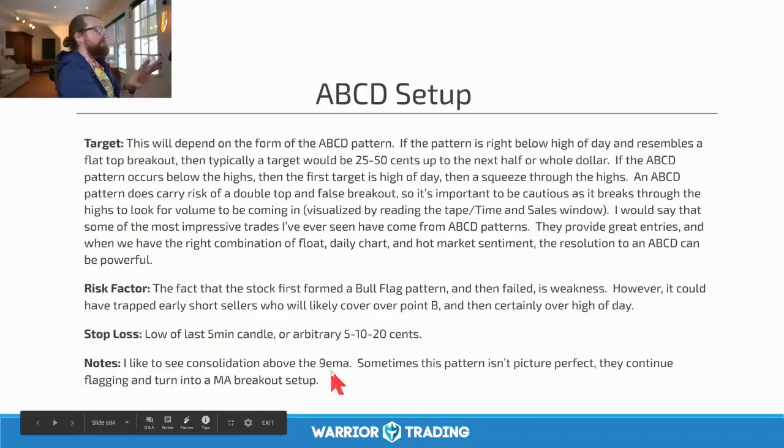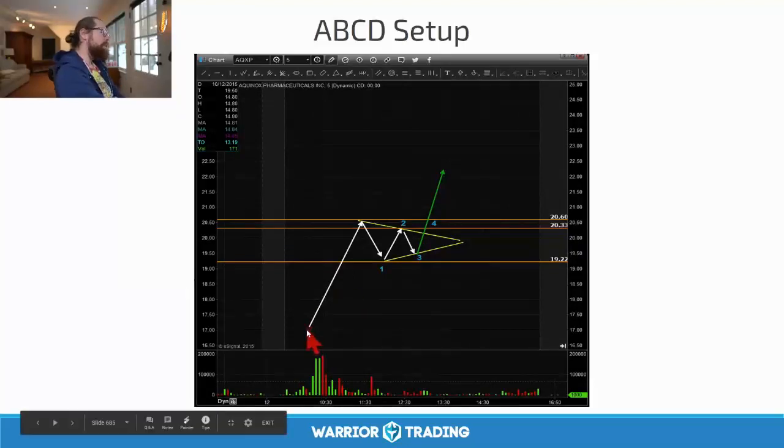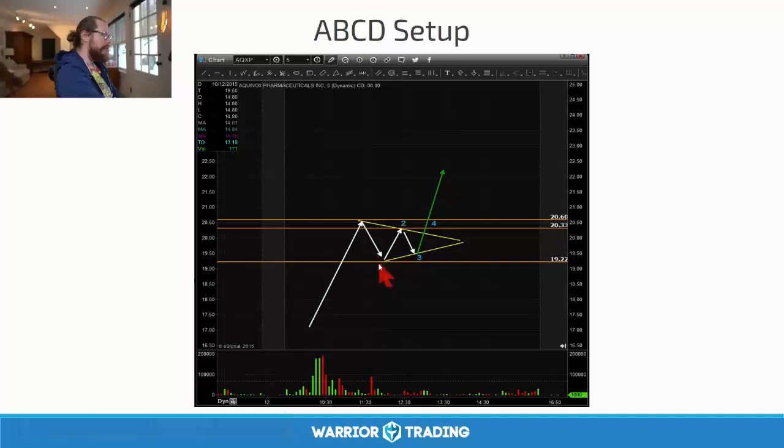I like to see consolidation above the 9 EMA. And sometimes this pattern isn't picture perfect. They kind of continue flagging sideways and then eventually do give us that breakout, in which case it's sort of like A, B, C, D, and then E, F, and it just kind of continues. And then you're kind of like, I don't know, this is just a long period of consolidation. But this is what a perfect ABCD pattern would look like. It's up and then dips down, A, number 1, 2, B, 3, C, and then 4 right there, the D.